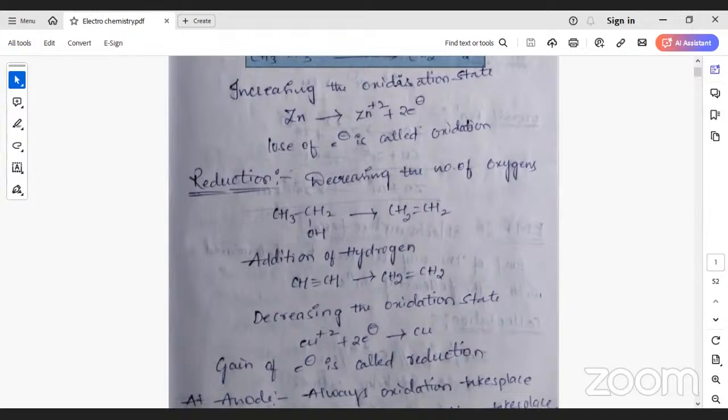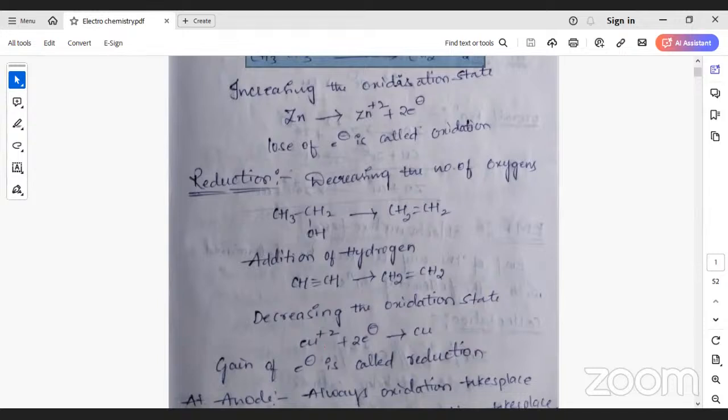So simply, here is how to construct the Daniell cell. This is the construction of the Daniell cell. First take one beaker with zinc sulfate solution, and a zinc rod is dipped in that zinc sulfate solution. In another beaker, take copper sulfate solution, and a copper rod is dipped in that copper sulfate solution.